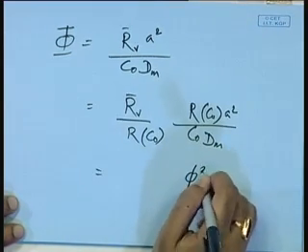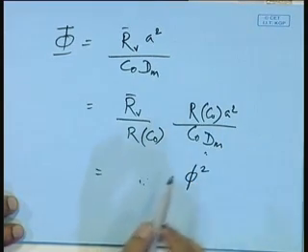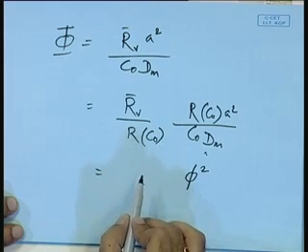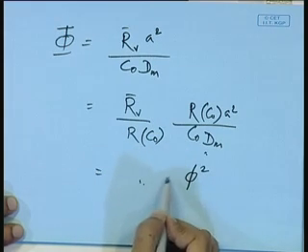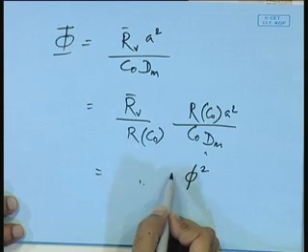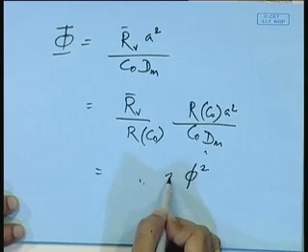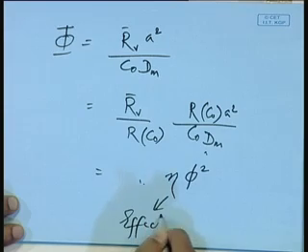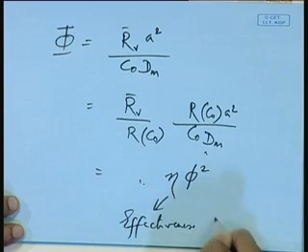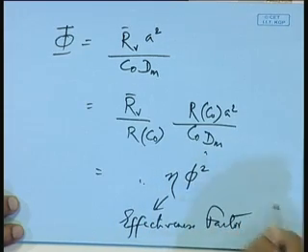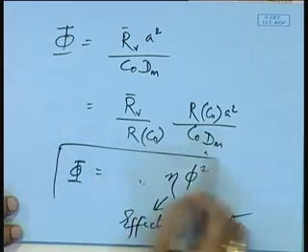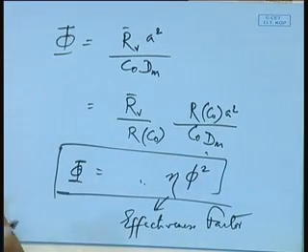So this is my phi square. What is this? What is RV? Effectiveness factor. So my observed Thiele modulus is the actual or intrinsic Thiele modulus times the effectiveness factor.